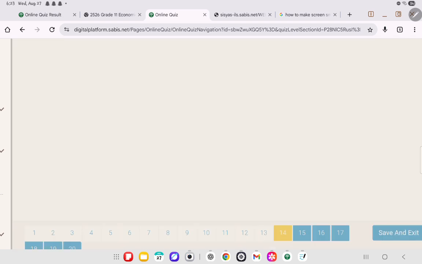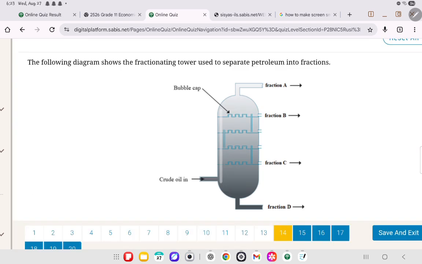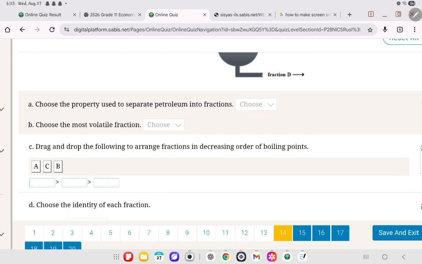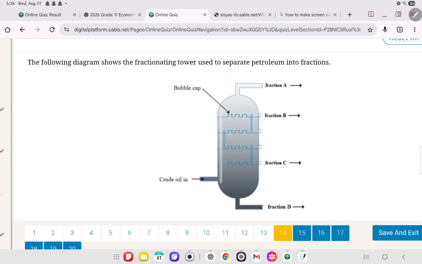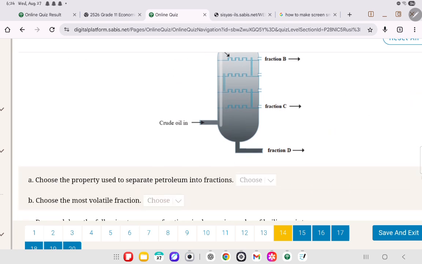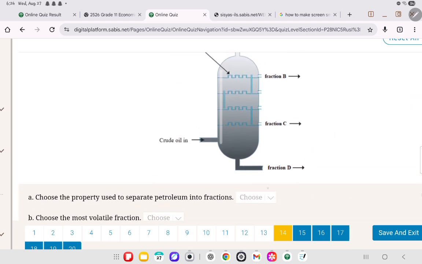We'll move on to question number 14. The following diagram shows the fractionating tower used to separate petroleum into fractions. Let's go down. Choose the property used to separate petroleum into fractions. So, as you can see over here, we have different fractions, and petroleum is being separated. Very simply, we call this fractional distillation. So, what is the property of fractional distillation? It is due to the difference of the boiling point.